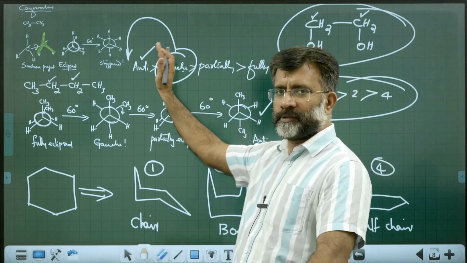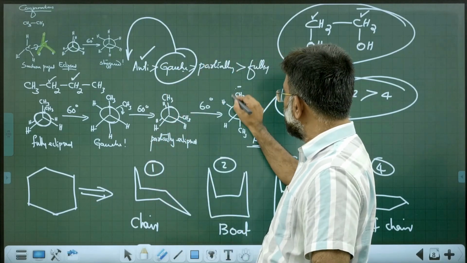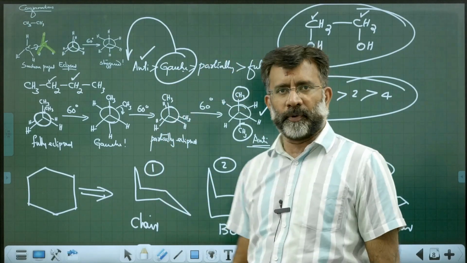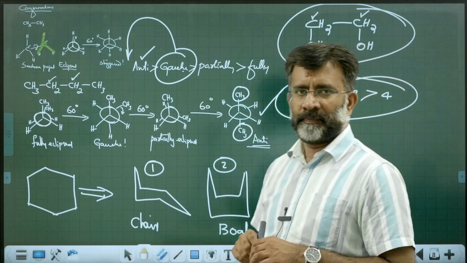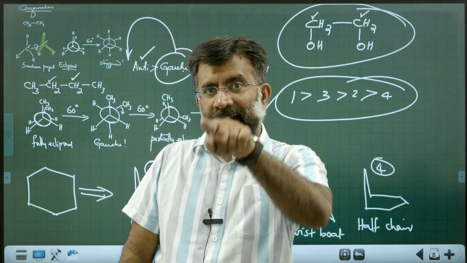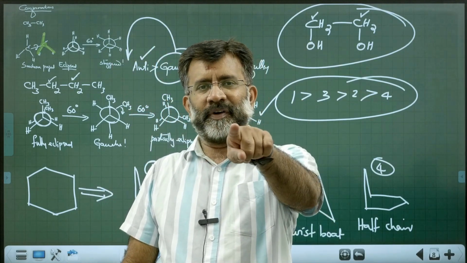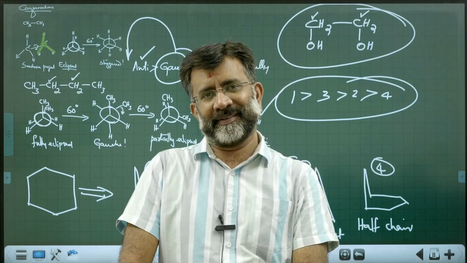So anti is usually most stable normally. Why most stable? The two bulky groups are coming opposite. But in this case, you can see the stability of gauche exceeds anti. Try to find out why and what is the reason. That I am leaving to you. Right?